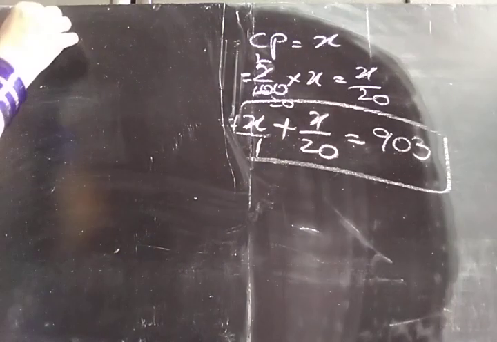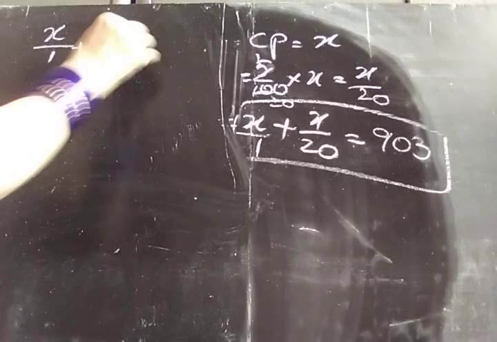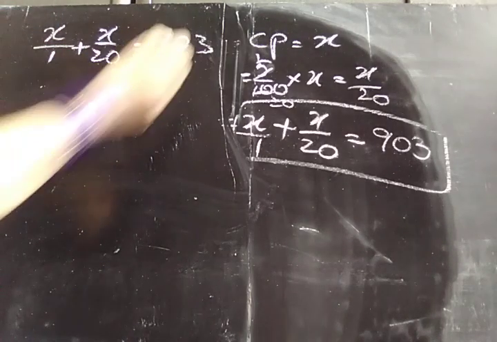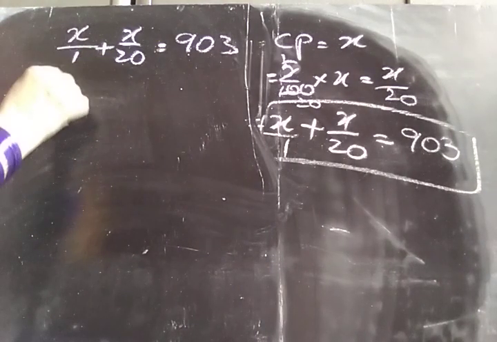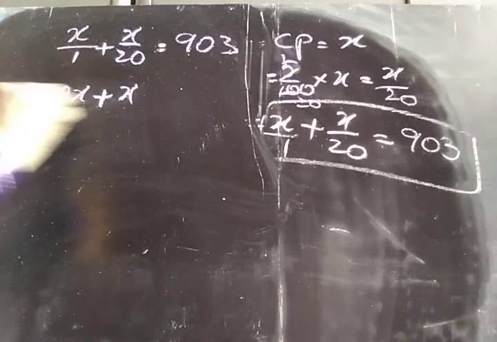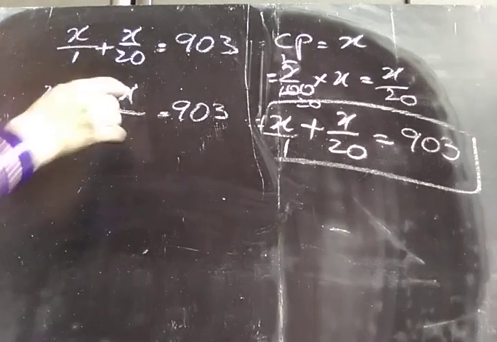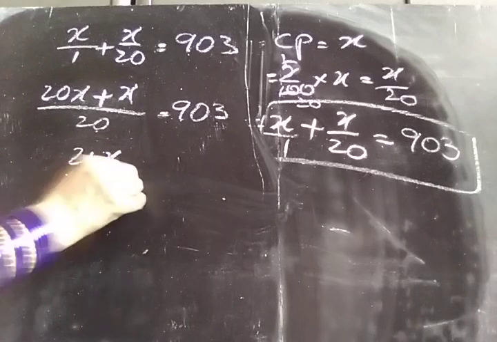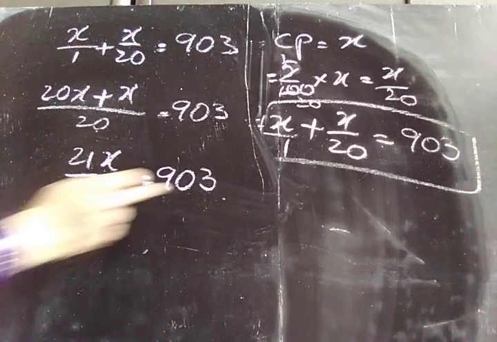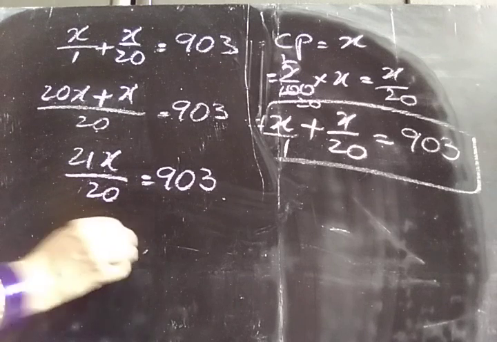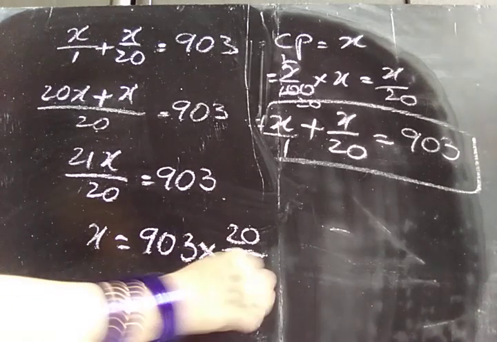x by 1 plus x by 20 is equal to 903. What is the LCM here? 20 only, cross multiplication you have to do. 20x plus x by 20 is equal to 903. 20 plus 1, 21x by 20 is equal to 903. So transpose this. x is equal to 903 into 20 by 21.